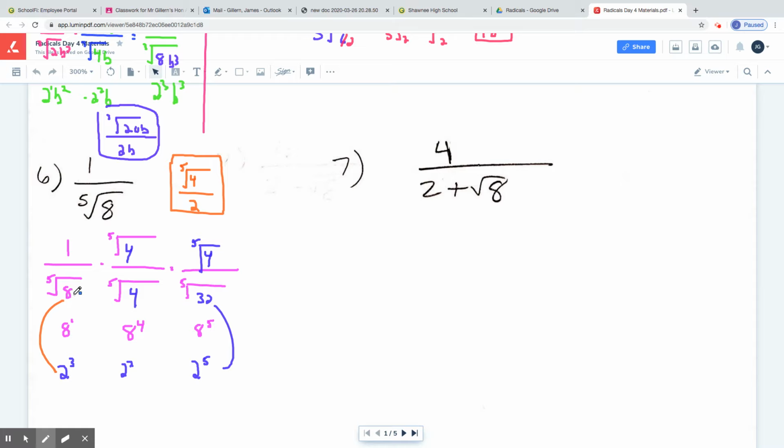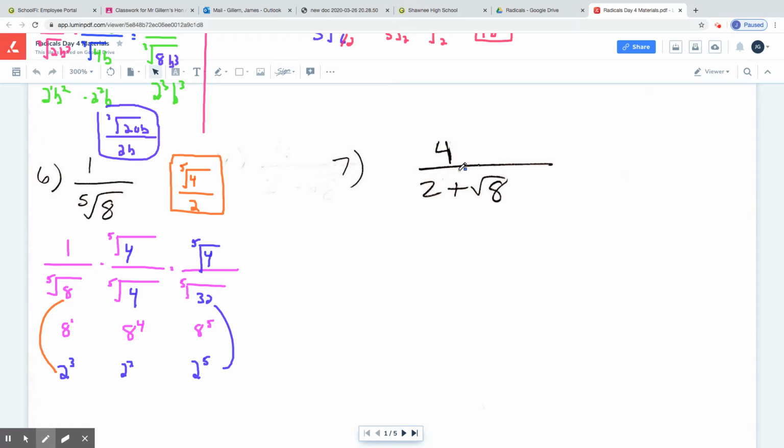So if this was 16, you could write this as 2 to the 4th. If this was 27, you could rewrite that as 3 cubed. If it was 64, you could write that as 2 to the 6th or something like that. So if you can write a number as something to some power, that's going to make life a little bit easier.